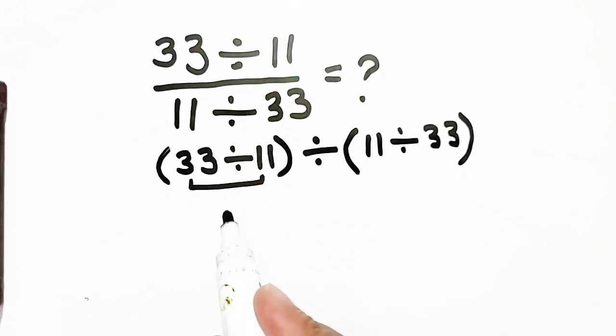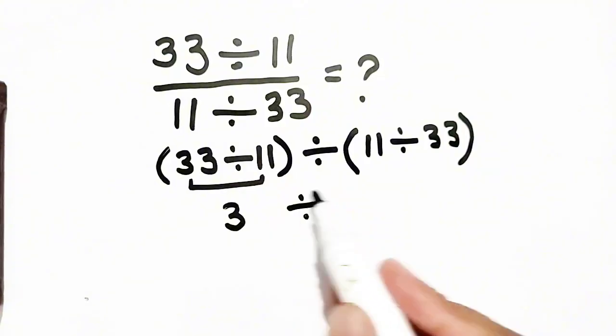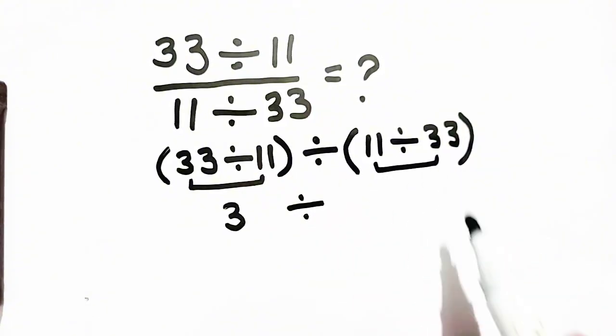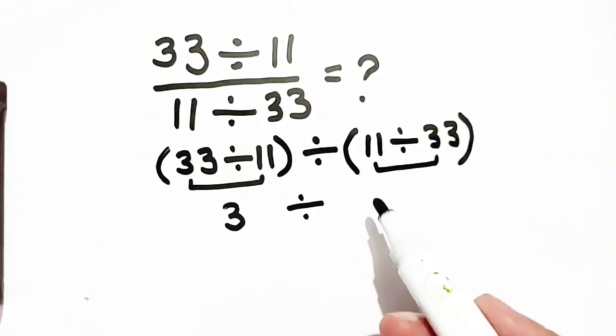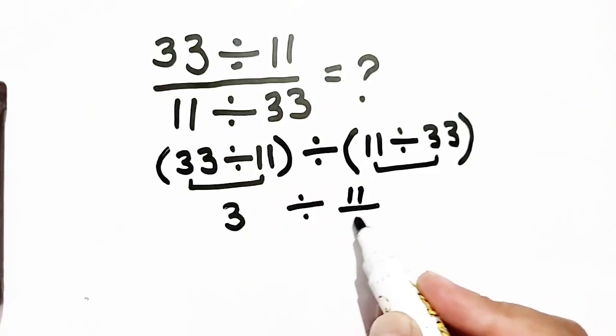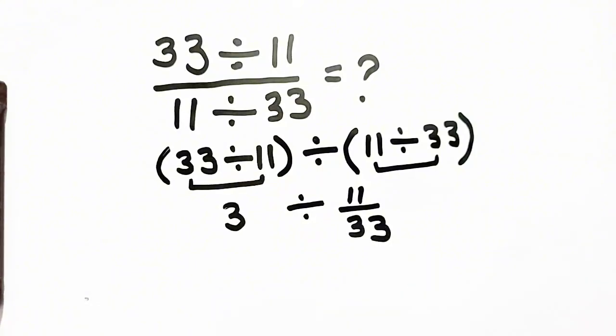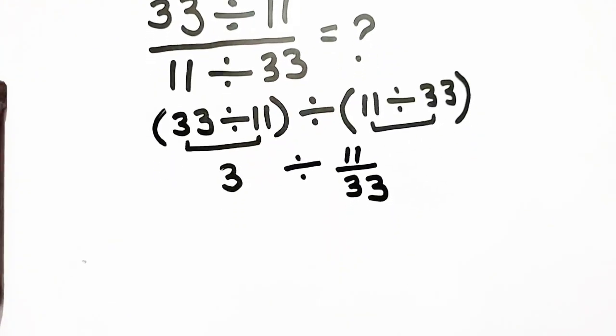33 divided by 11 will be equal to 3. But this is not simple, so we will write it in another way. It will be 11 by 33. Okay?